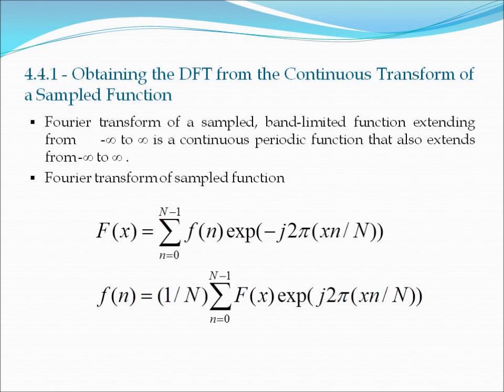In the previous section, we observed that the Fourier transform of a sampled band-limited function extending from minus infinity to plus infinity is a continuous periodic function that also extends from minus infinity to plus infinity. Here our objective is to derive the discrete Fourier transform of a sample set with a finite number of samples. The Fourier transform of the sampled function is as shown.